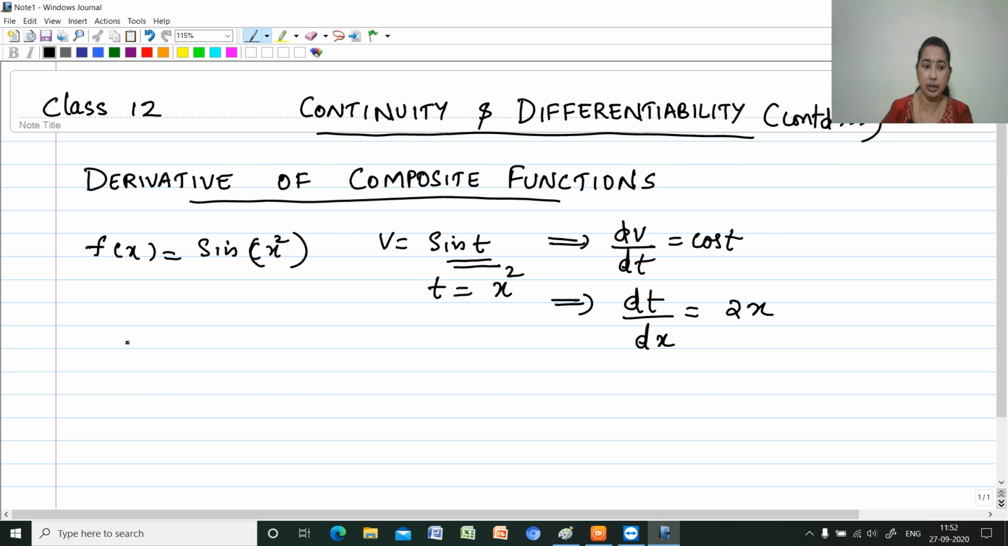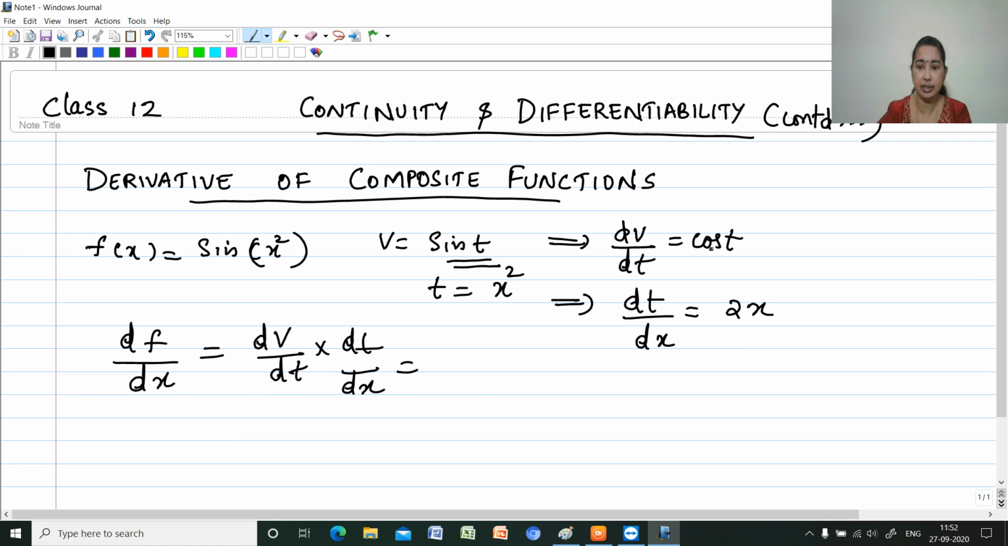Therefore, by chain rule, df by dx is equal to dv by dt into dt by dx. And what is dv by dt? dv by dt is cos t, and dt by dx is 2x. Finally, since we have taken t as x square, we replace t by x square, and the answer can be written as 2x cos x square.